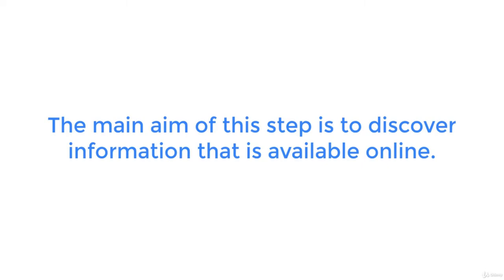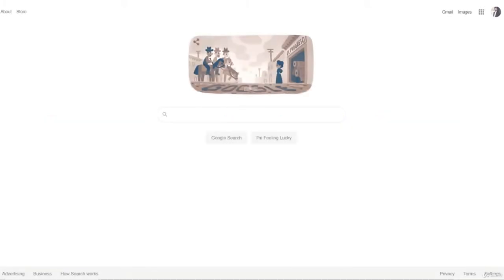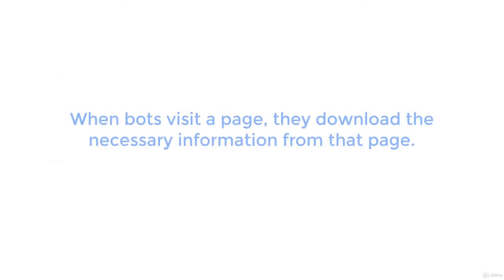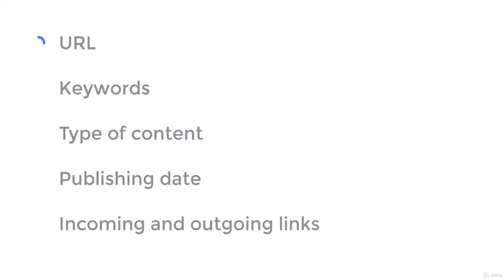The first step is crawling, and the main aim of this step is to discover information that is available online. In crawling, search engines like Google, Bing, and Yahoo send their software programs, which are also known as bots, spiders, and crawlers, to find new and updated content. When bots visit a page, they download the necessary information from that page, such as URL of the page, keywords associated with that page, type of content like whether it's an image, video, or text content, the date on which the page was published, incoming and outgoing links, and other needed information.